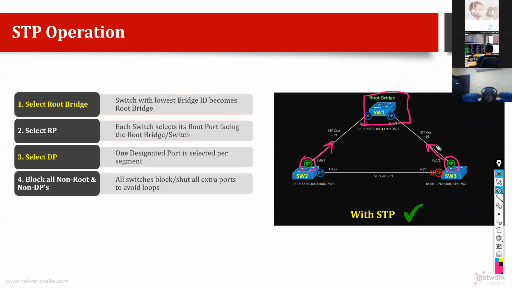Step number 3, select the designated port on each link. So on each of the links in STP, we have to select one designated port. All the ports on the root bridge are designated, in simple words. So first of all, they become designated ports. After that, the decision comes between the others, which one should be designated and which one should not be, because there were 2 ports, FA0/2 and FA0/2 on this side. So which one has to become the designated port, right?